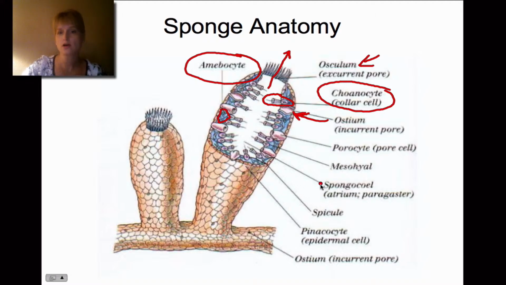Another important part of sponge anatomy is the spicule. If you look right here, you'll see these little structures in here that look kind of like spikes, and it basically gives the sponge its structure or its form. Sometimes these little spicules even look like glass, but they give the sponge its form.